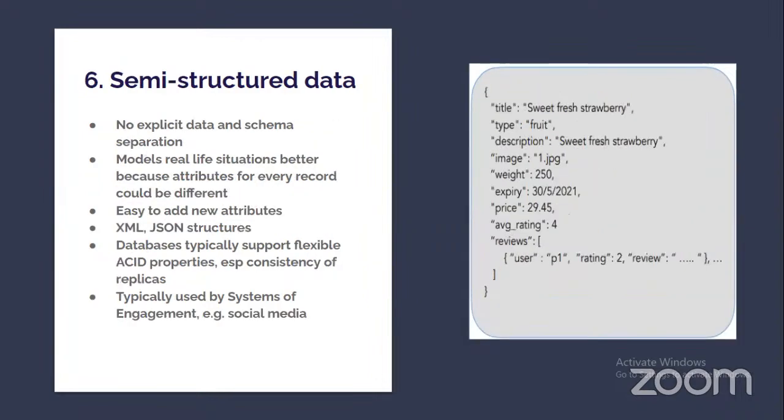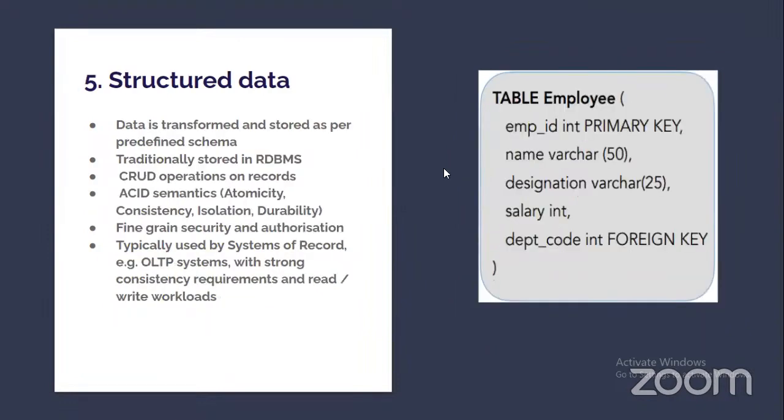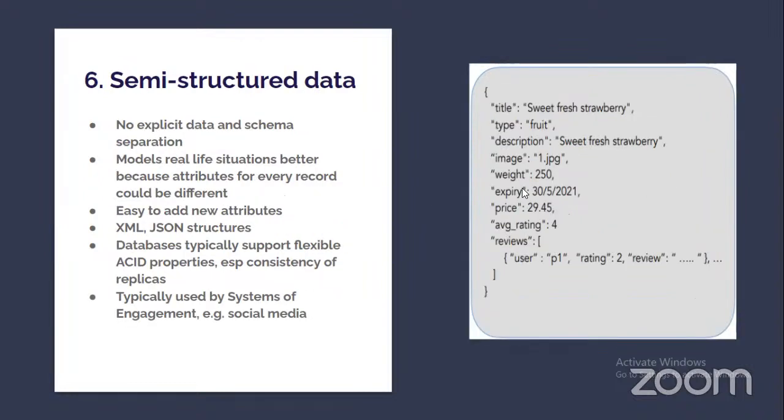Here's an example of semi-structured data. So there is no explicit data or schema separation. In the example of structured data, the schema is predefined. In the case of semi-structured data, the schema is not defined, right? So the data can come in any form. Most likely it will look like JavaScript Object Notation, JSON data, or XML data, which is another example of semi-structured data.